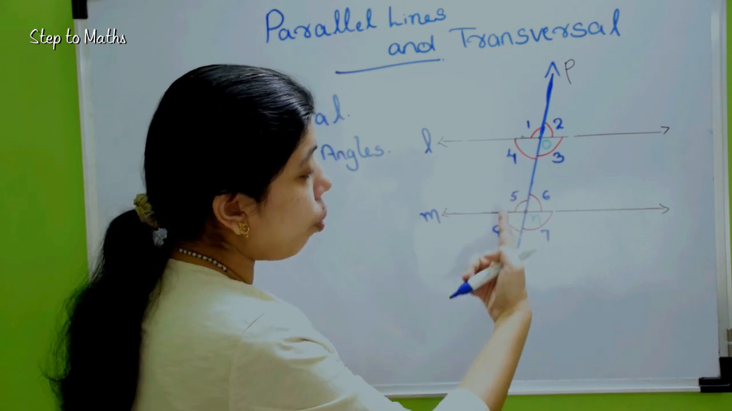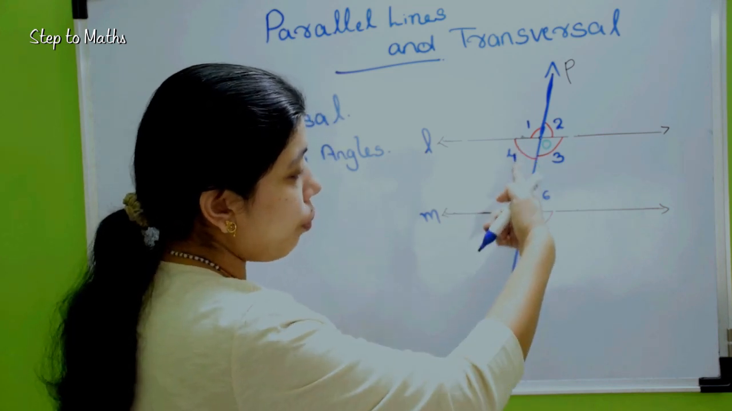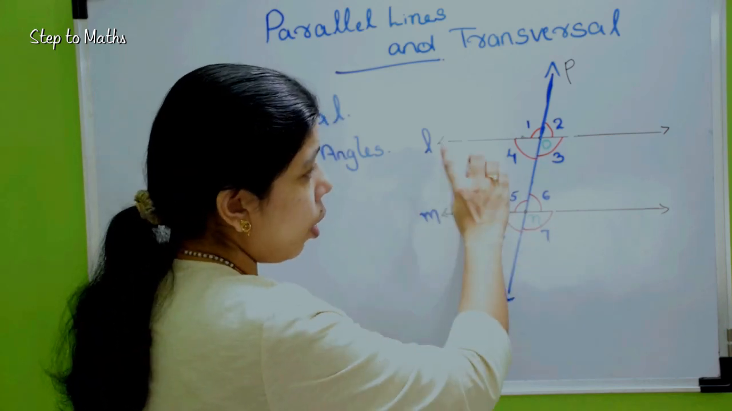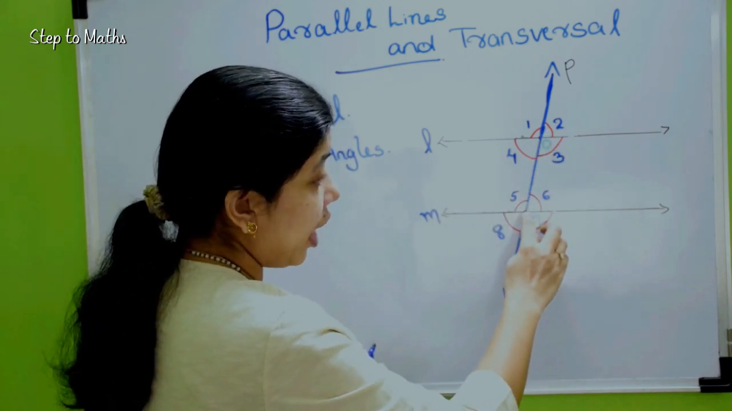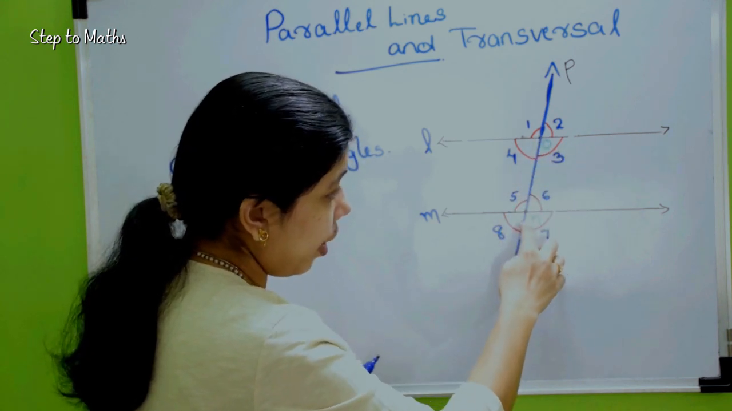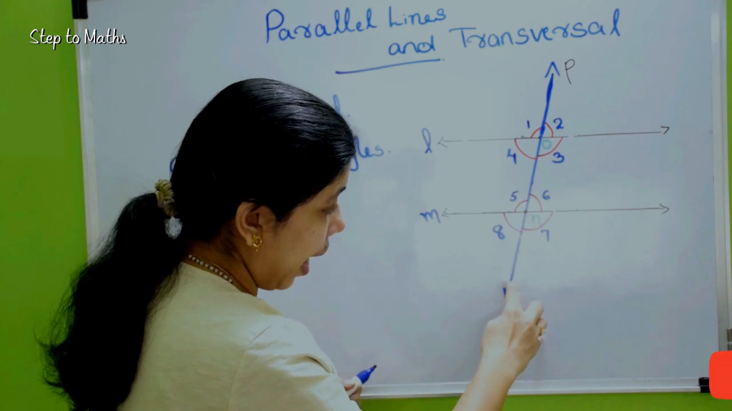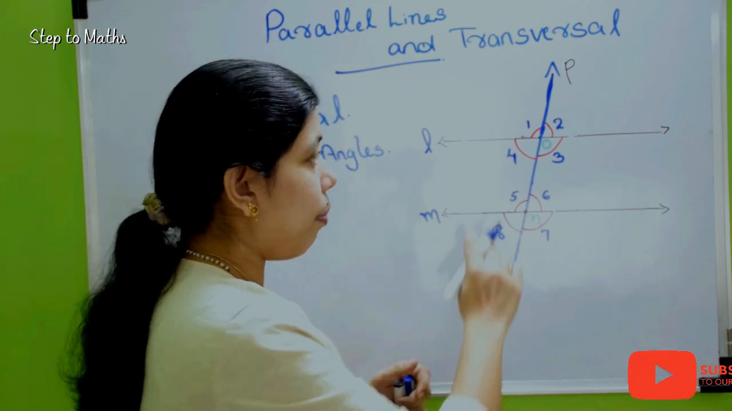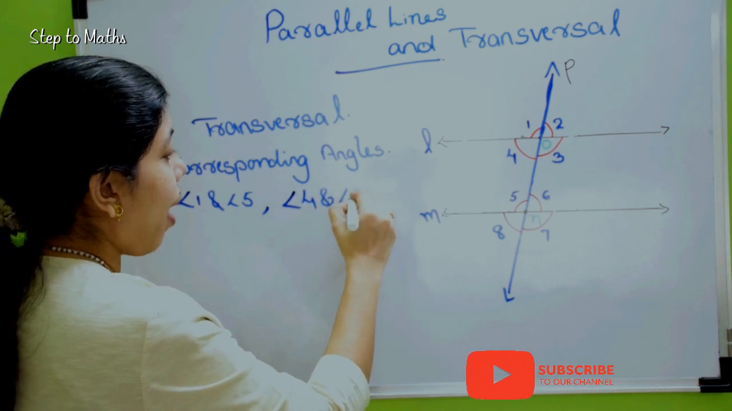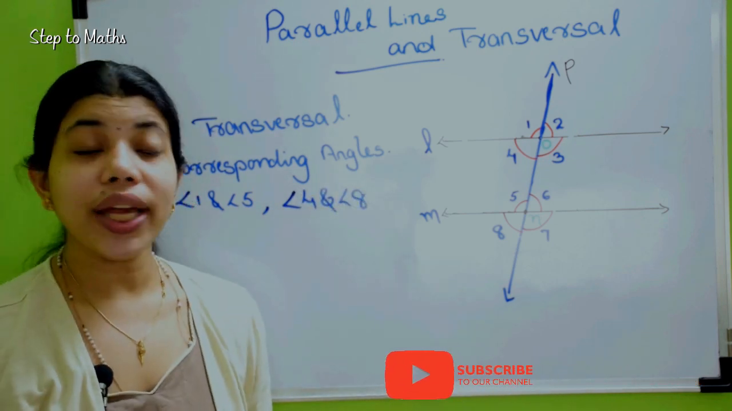What about angle 4 and angle 8? Angle 4 and angle 8 are on the same side of the transversal. And now consider the arm on the transversal, the direction. So for angle 4, this arm is downward, and for angle 8, this arm is downward. That means angle 4 and angle 8 are also corresponding angles.